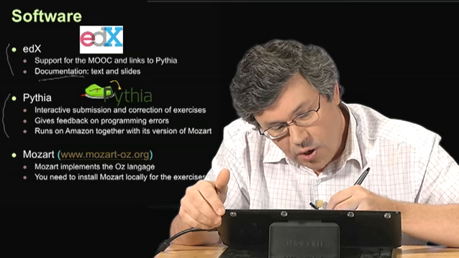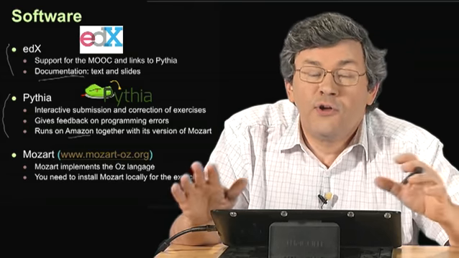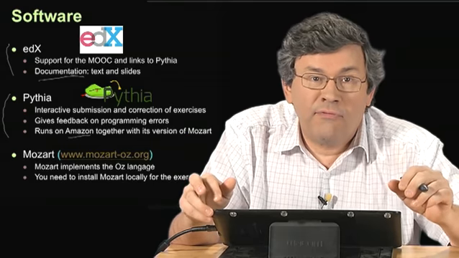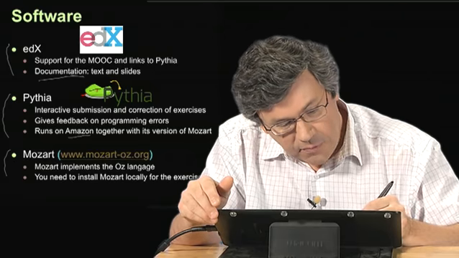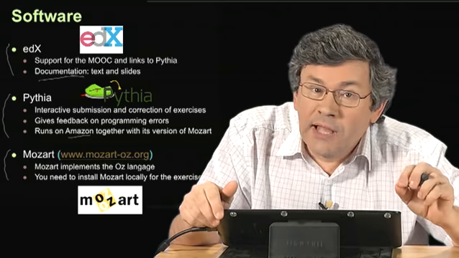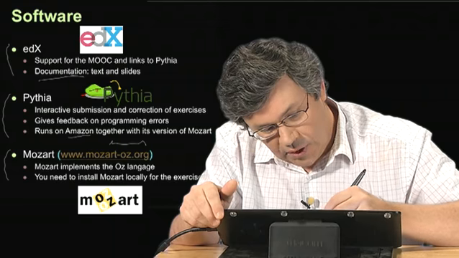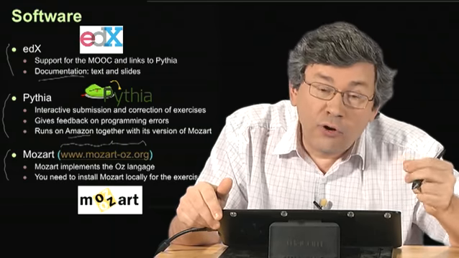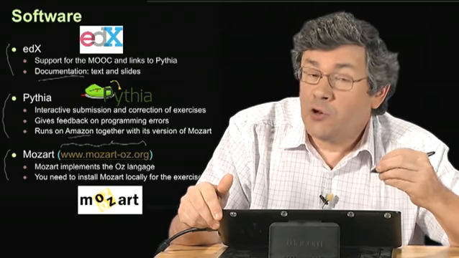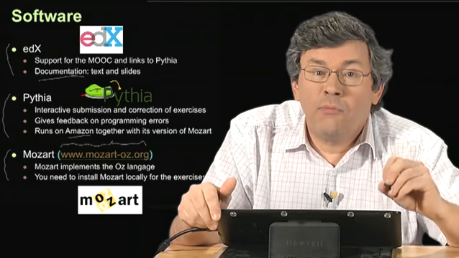Pythia is running on an Amazon cloud, together with its version of Mozart, so it's scalable with any number of students in the course. The final system is Mozart, which implements the Oz language, and which you can install from the Mozart website, www.mozartoz.org. In order to do the homework exercises and to prepare the Pythia submissions, you will need to install Mozart locally.